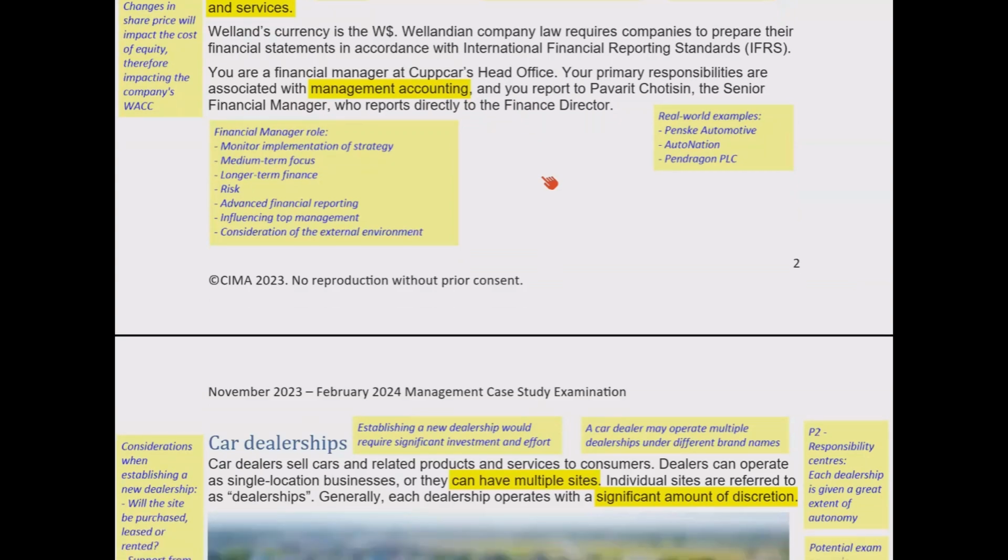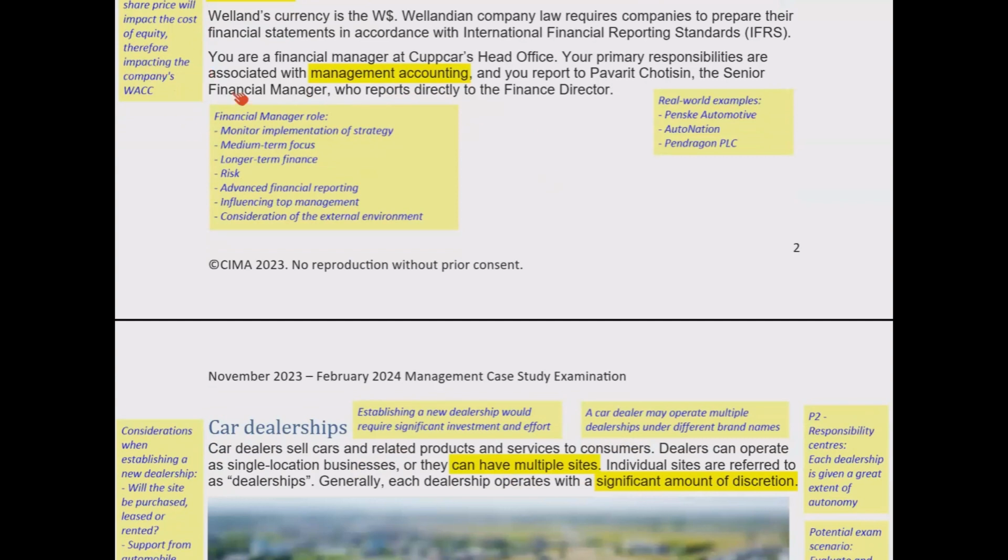Okay, now in this exam, as ever, you are going to be a financial manager. That's the level at which the MCS exam is set. Now, what that means is that you have certain areas of responsibility. So if we look at this little annotation, it gives us a good idea of the kind of areas of responsibility that you are expected to have. So in the exam, you are role-playing the financial manager.